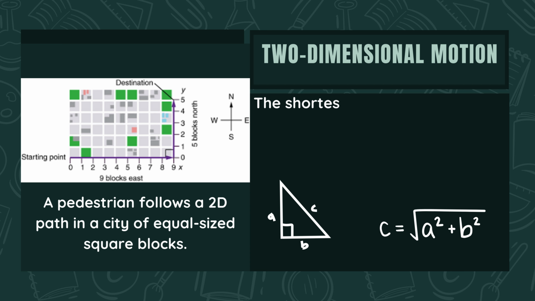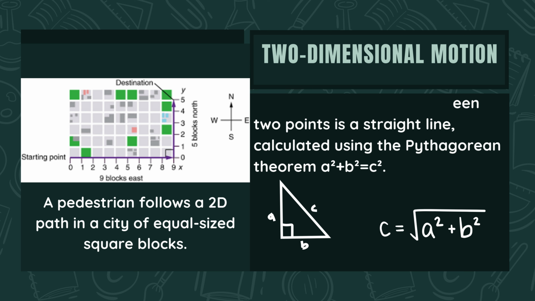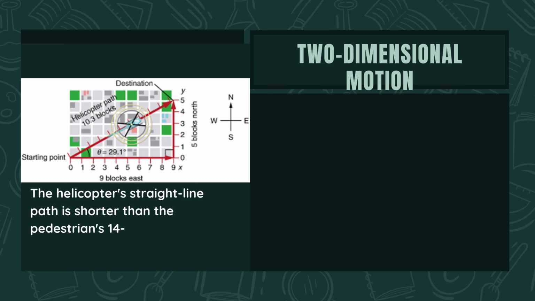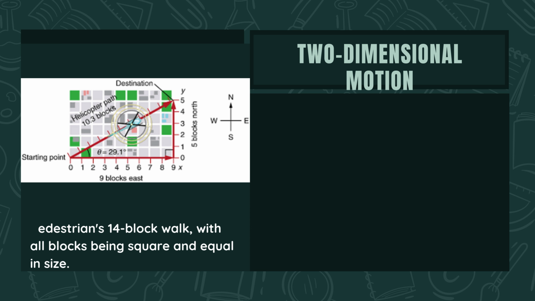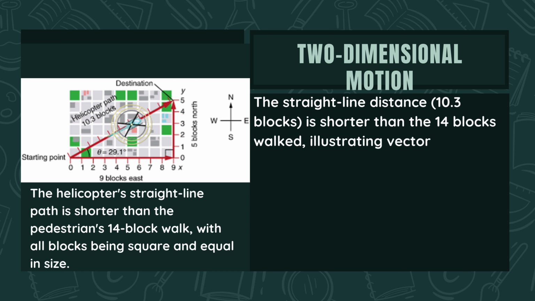The shortest distance between 2 points is a straight line. To calculate it, we use the Pythagorean theorem, a squared plus b squared equals c squared, where c is the straight line distance. Now, let's consider another example. The helicopter's straight line path is shorter than the pedestrian's 14-block walk, with each block being square and equal in size. While the pedestrian walks 14 blocks, the helicopter takes the direct route, covering less distance. The straight line distance of 10.3 blocks is shorter than the 14 blocks walked, illustrating the concept of vector properties.